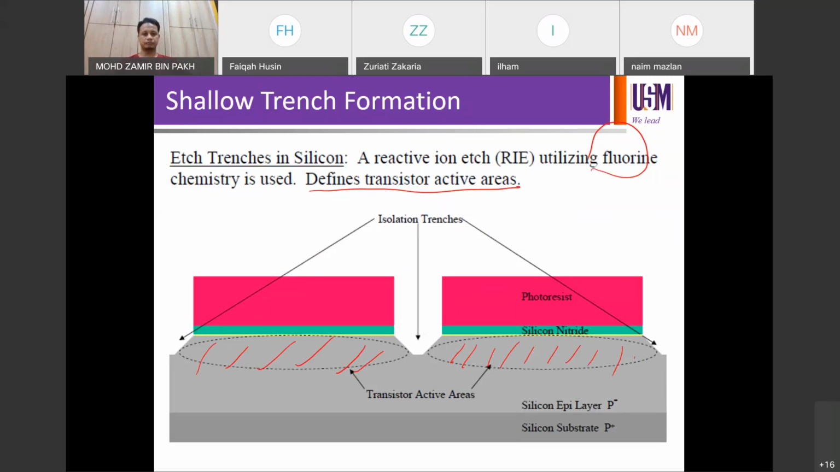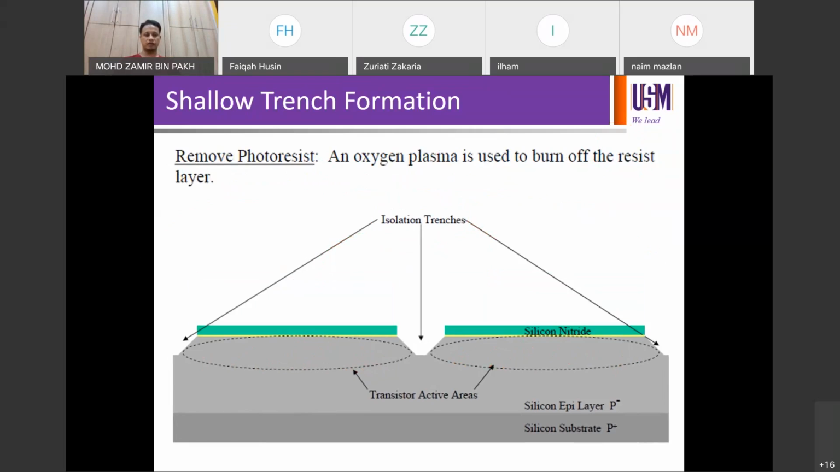So what's next? If you can notice here, you are actually isolating the trenches. You are isolating your device from device to device to your adjacent devices by using trenches. It's like separating houses with drains, a drain for each house. Next. So what's next? You remove the photoresist using oxygen plasma to burn off the resist layer.